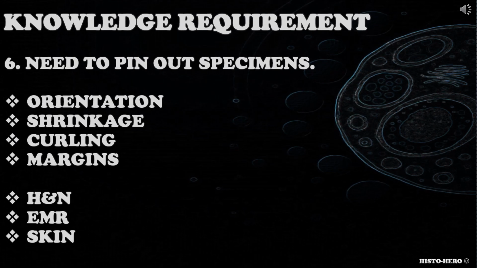The sixth knowledge requirement is for you to understand the need to pin out specimens. Why do some specimens need to be pinned out? Consider anatomical orientation, shrinkage, curling, margins. What types of samples are usually pinned out? Consider H&N resections, mucosal samples, EMR, skin excisions.